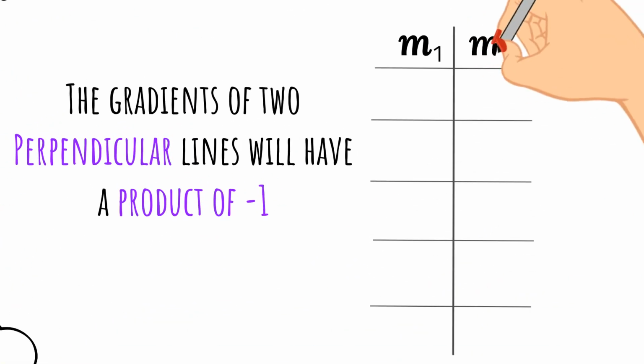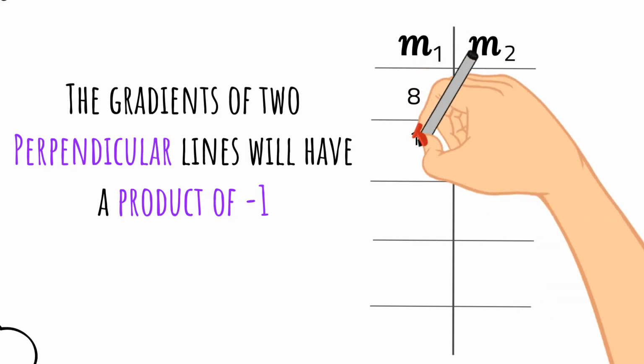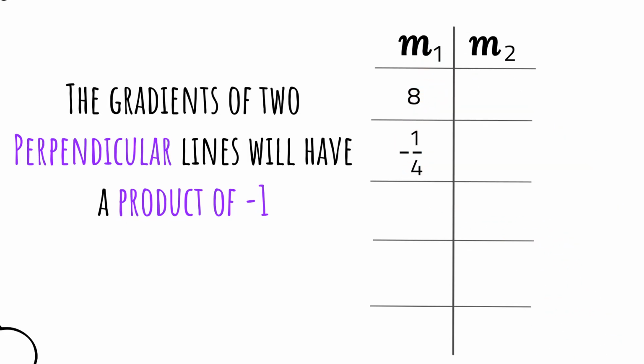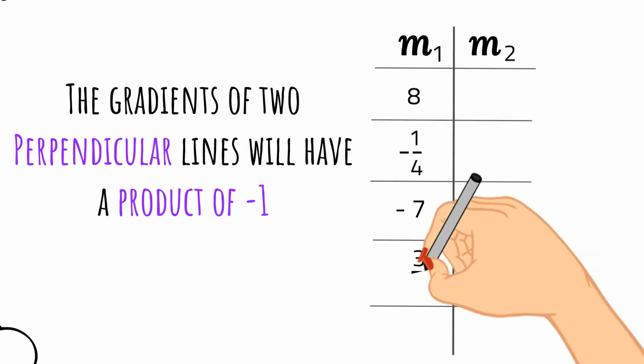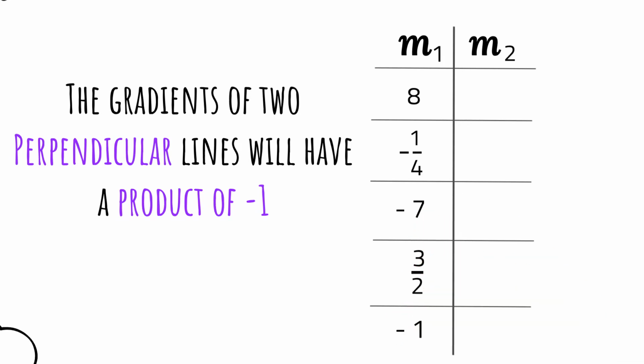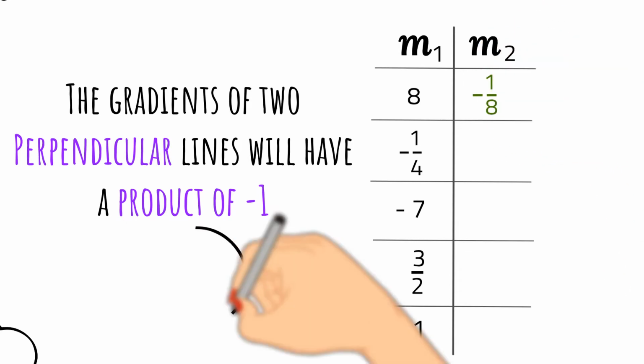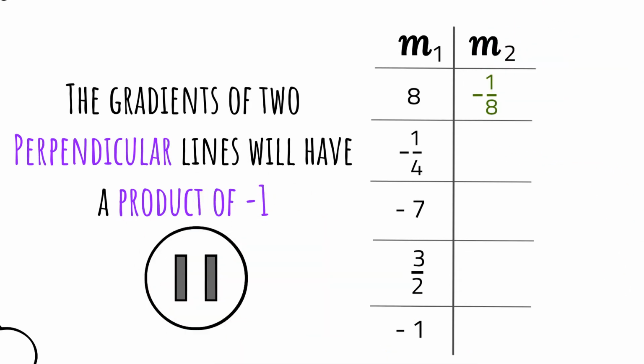So right now I'm drawing you up a table, and it's got two columns, M1 and M2. M1 is the gradient of a line. And in the M2 column, I would like you to write the gradient of a line perpendicular to that specific M1. Really, all you need to do is find the number that multiplies with M1 to make minus 1. For example, the perpendicular gradient to a gradient of 8 would be minus 1/8. Pause the video now.